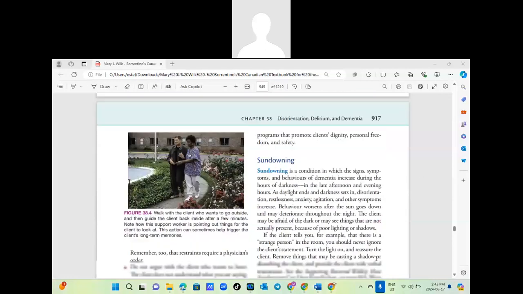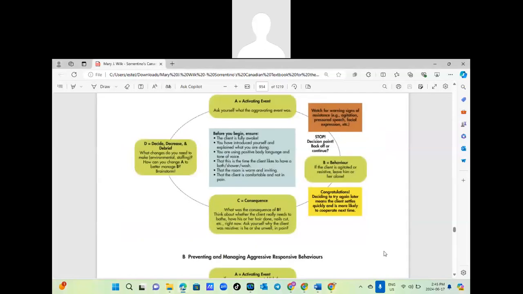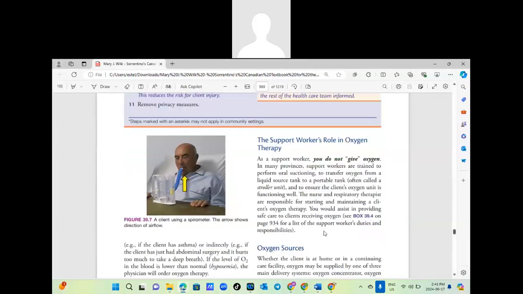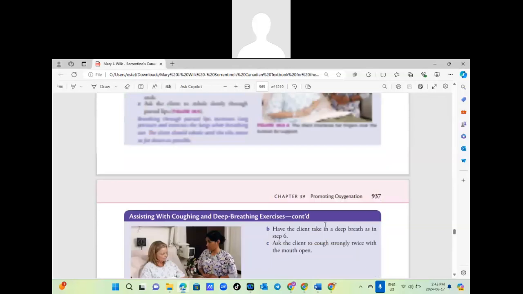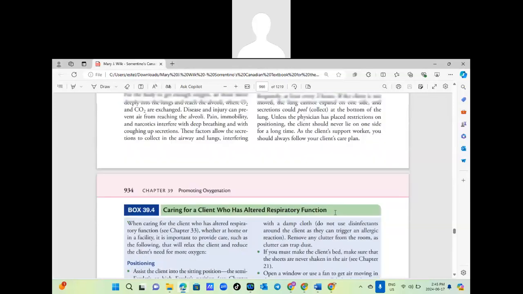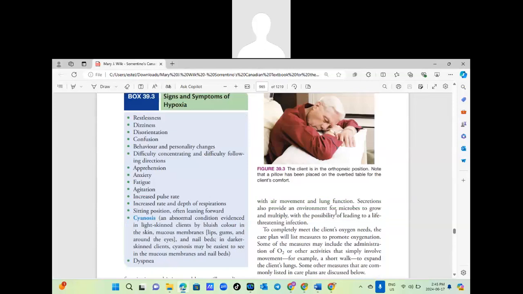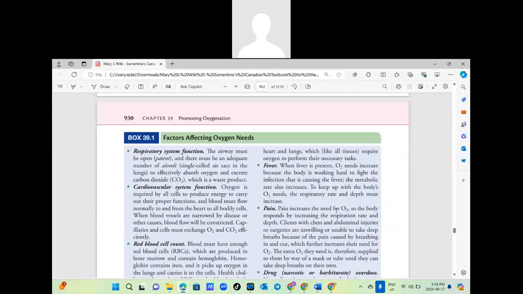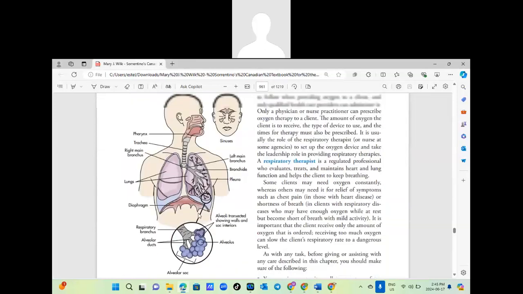Okay, so let me proceed to page. Oh, hold on. Here you go. First few pages, we have the picture of a lung. All right, there we go.